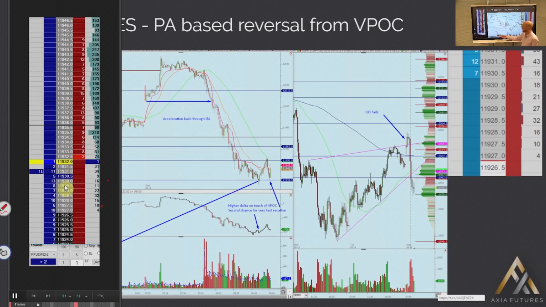Yes, it coincides with a level. So what you're doing is you're using something that you can see on a ladder to qualify that level, to say to yourself, yes, this has worked. So then, as it comes back down, you're looking to try and buy the level as the market comes back off with a stop below the low.